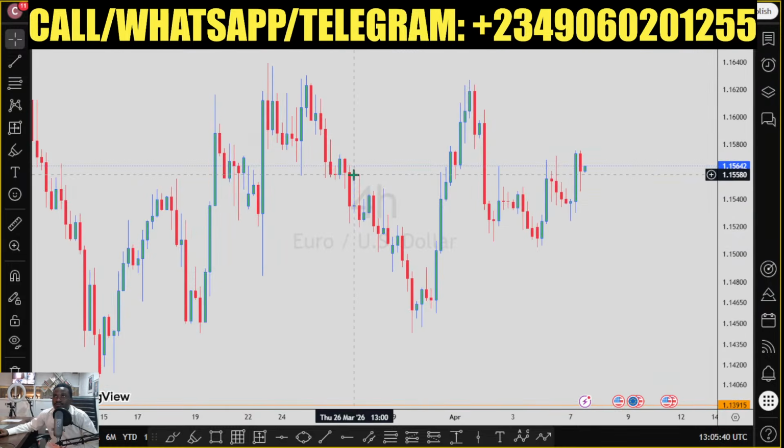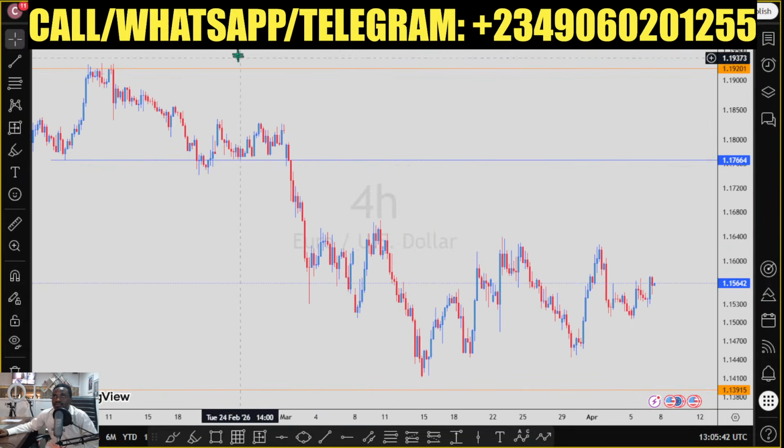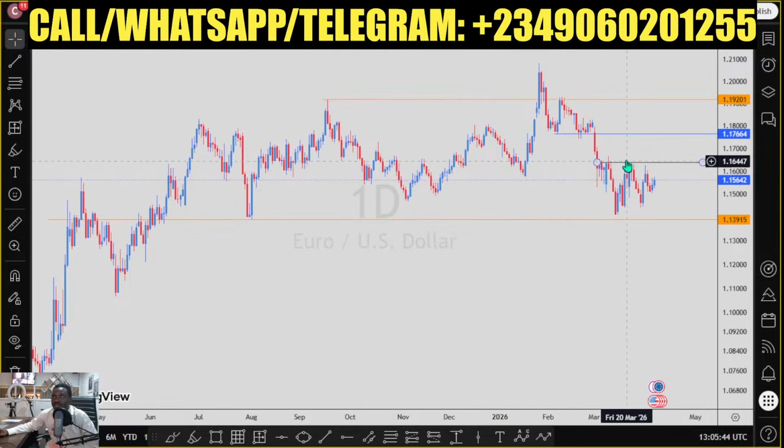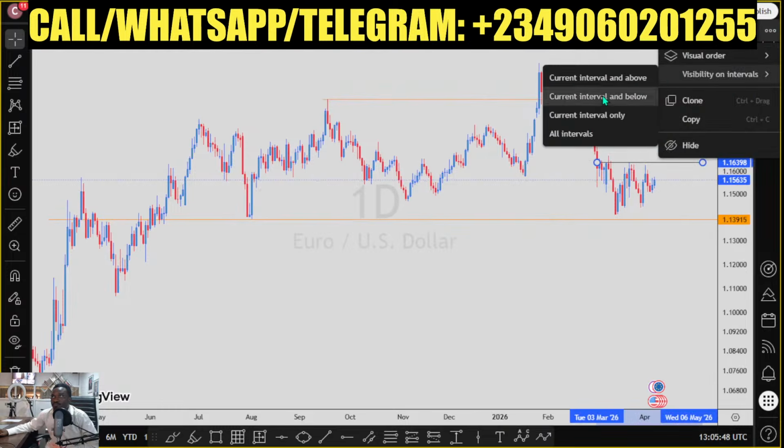Now from the 4-hour chart, let's get back to the day chart and make this our trend line, our level to be shown on the lower time frame.